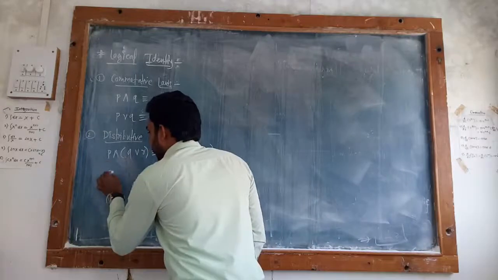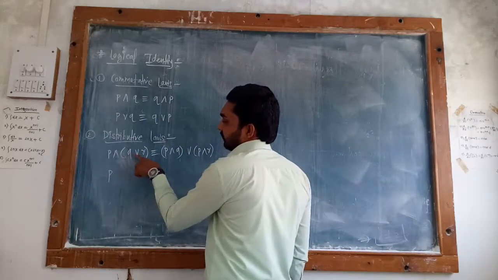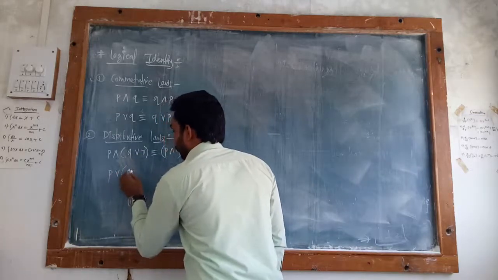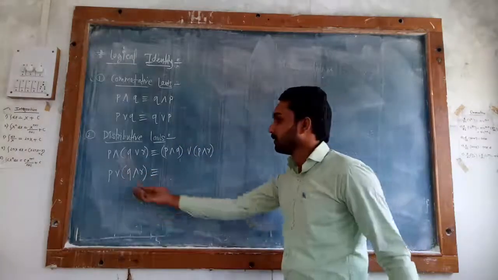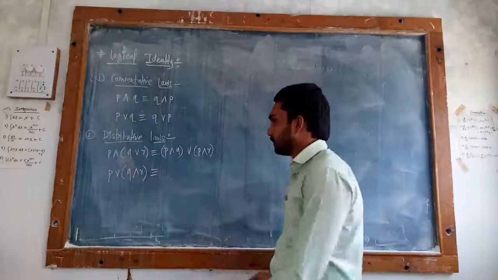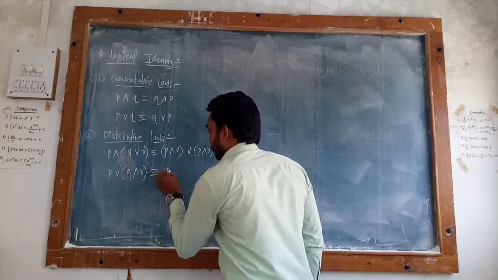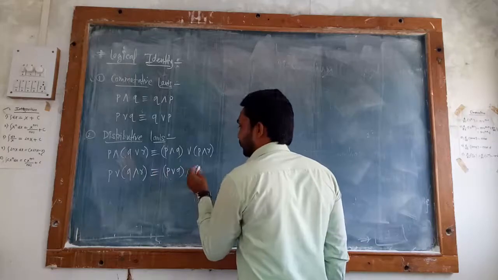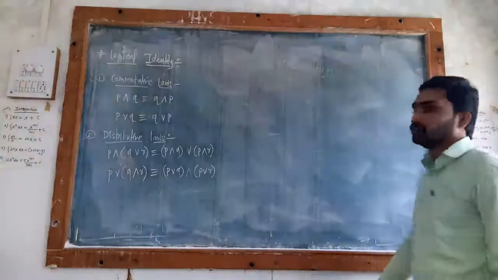Similarly, alternately, you can replace AND by or and or by AND. That is, P or (Q and R) is logically equivalent with (P or Q) and (P or R). We have to distribute this OR over Q and R. That is P or Q, in the middle AND, and last P or R. This is your distributive law.